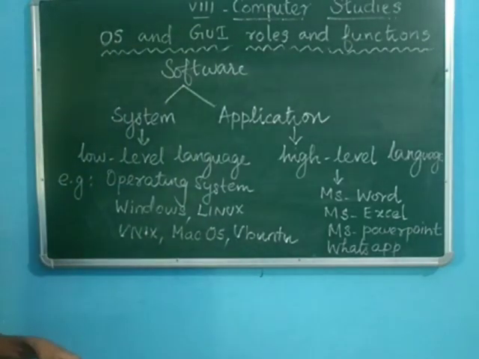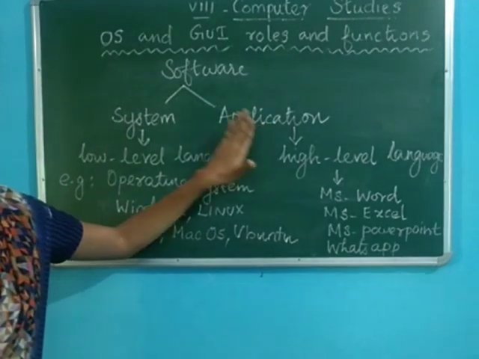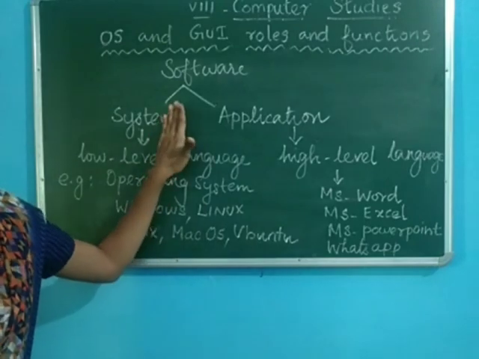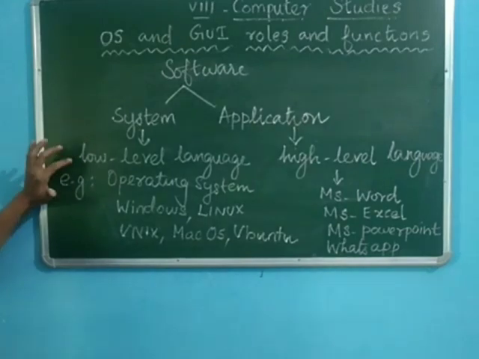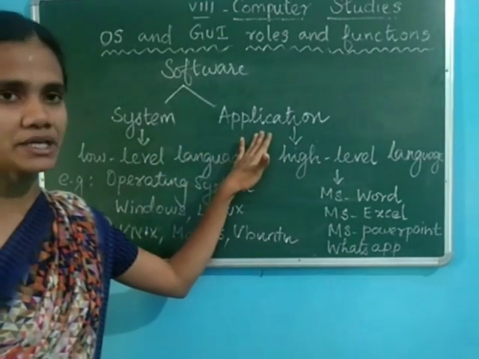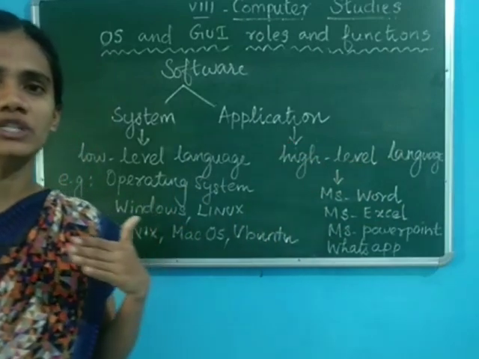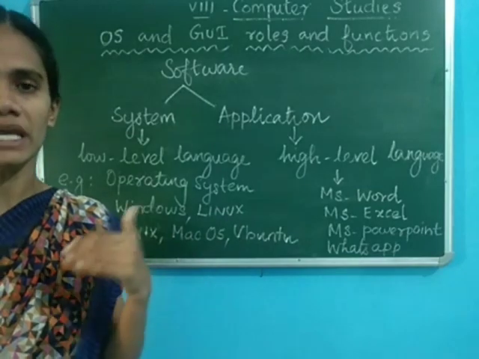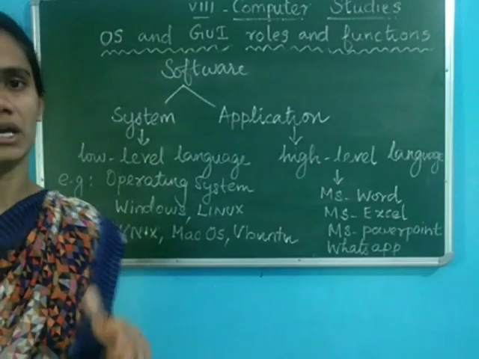I hope you have understood. Software has two categories, system software and application software. It is a set of instructions which will perform a particular task. To use the software, it should be written with the help of a computer language. The system software is written in low-level computer language, the application software in high-level computer language. Language means if you want to communicate with each other, we require a language. Likewise, if you want to communicate with a computer, we should know a particular computer language.